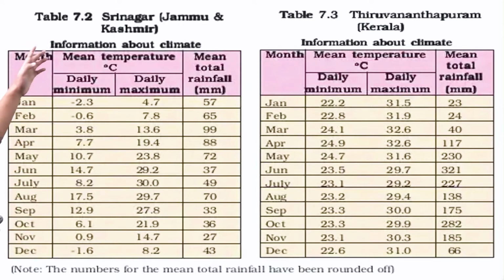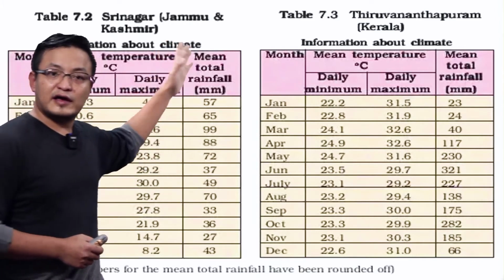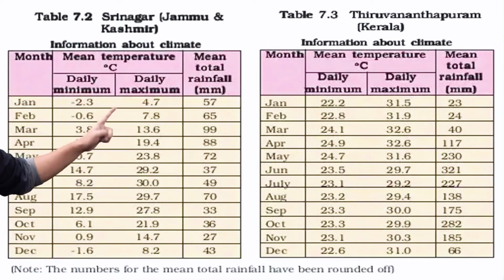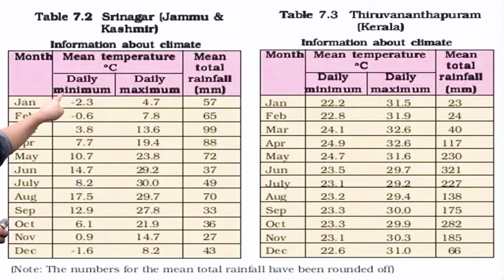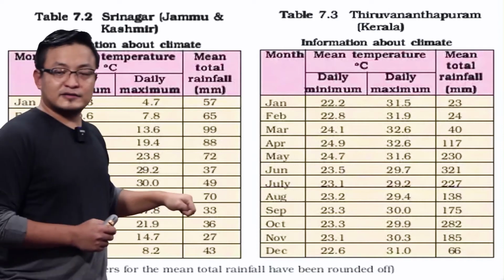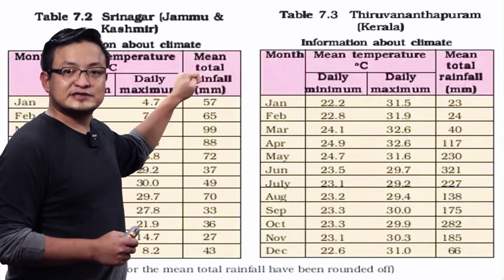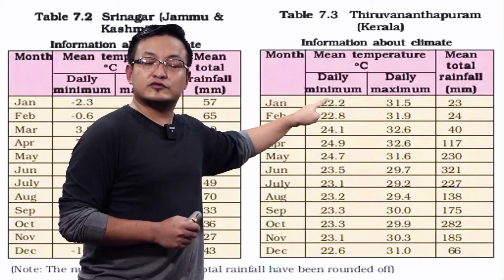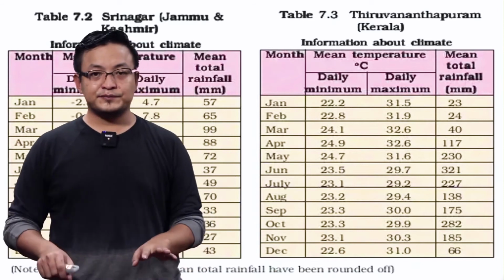And here we can see the minimum temperature, maximum temperature, and the total rainfall, right? So students, in the month of January in Srinagar, that is in Jammu Kashmir, we see that the minimum temperature was recorded at minus 2.3 degrees Celsius. While in Kerala, in Thiruvananthapuram, we see that the minimum temperature in the month of January was 22.2 degrees Celsius. Do you see the difference?